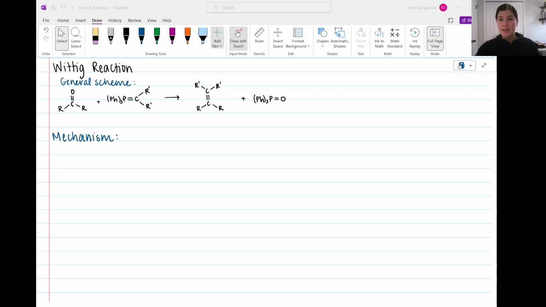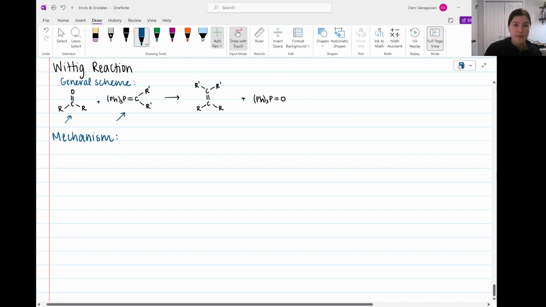Here we'll talk about the mechanism for the Wittig reaction. I've copied down the general scheme from a previous video. You don't necessarily need to rewrite this. I'm just going to reference it as we work through the mechanism. We have an aldehyde or ketone starting material. We add an ylide. In the previous video, we talked about how to form ylides and the resonance stabilization of the ylide. And then this forms an olefin molecule with a new carbon-to-carbon bond and very stable triphenyl phosphine oxide.